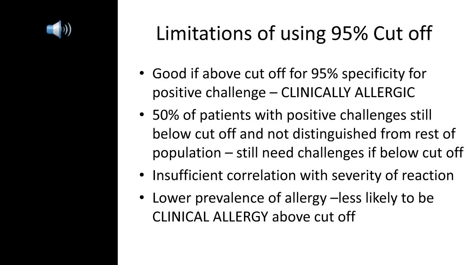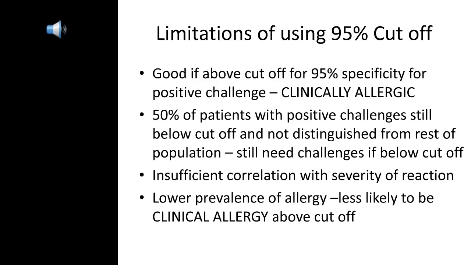So this is great. You have a cutoff above which there's 95% specificity for reacting to that food and actually having clinical allergy. The trouble is if you look at the people who are below these cutoffs, you still have a large number of people who will still react to the food. In other words, it's fine if you're above this cutoff, but if you're below this cutoff, you may still react to that food.